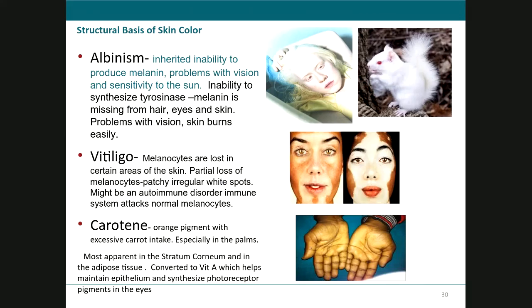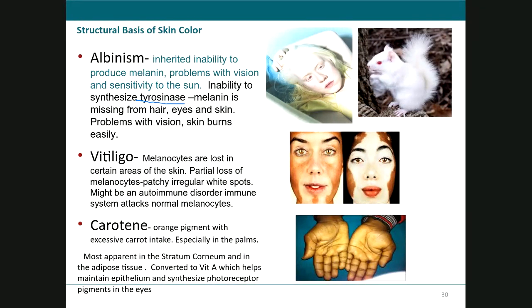So other conditions that we've seen is albinism. So we've seen albinism in humans, usually hereditary. We also see albinism in different species, and this is an inability of the body to synthesize tyrosine. So therefore, the melanin is missing from hair, eyes, and skin. And these people have very high sensitivity to the sun. So they've got to wear sunglasses and they sunburn very easily. So they always have to cover appropriately and use sunscreen.